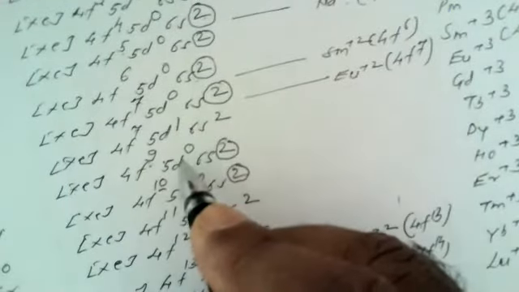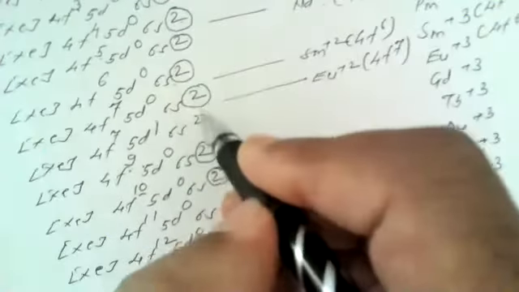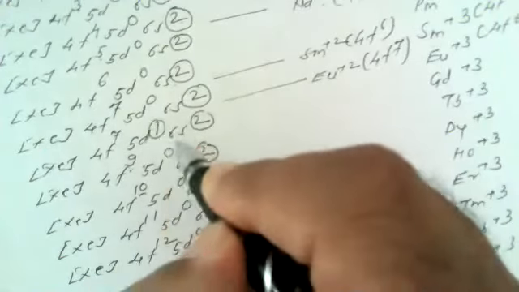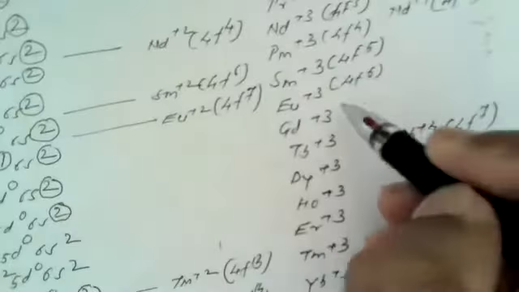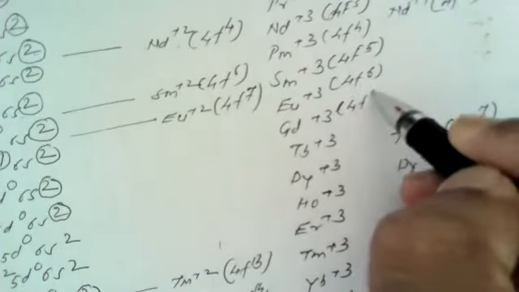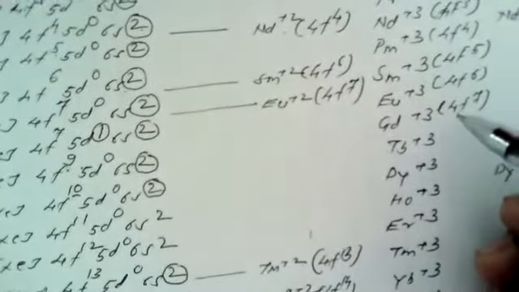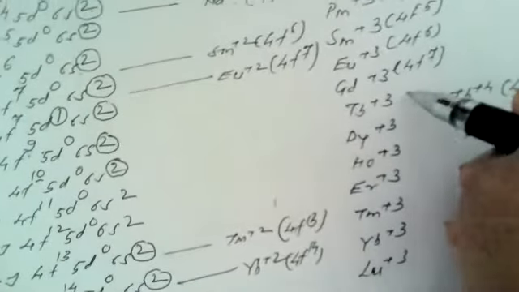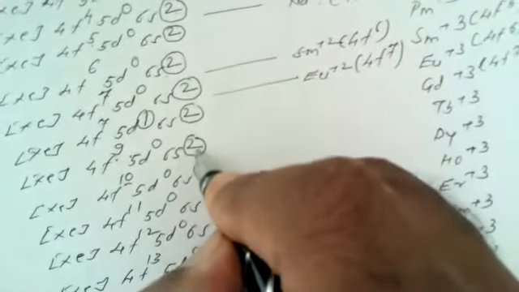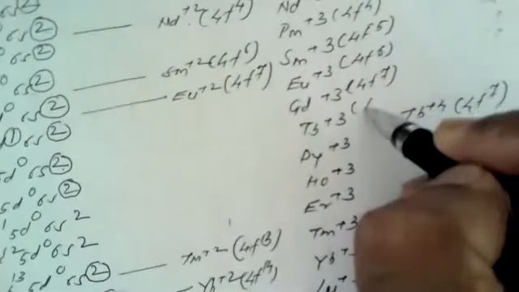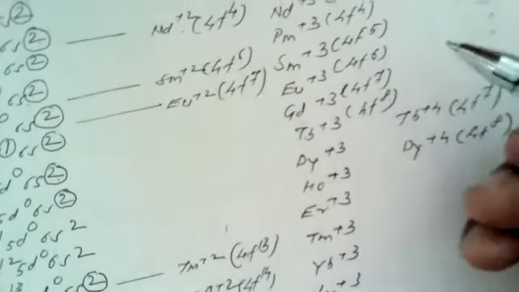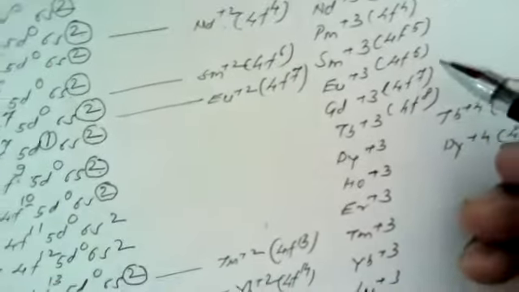Now come to the next member, gadolinium. If gadolinium has to show +3 oxidation state, it should lose these 2 electrons. So for gadolinium, 7 electrons are left with 4f orbital. So 4f7. Then come to terbium. We have already written terbium +3. To show terbium +3 oxidation state, it should lose 2 electrons from 6s and 1 electron from 4f9. It becomes 4f8. Only 8 electrons are left with terbium, 4f8.